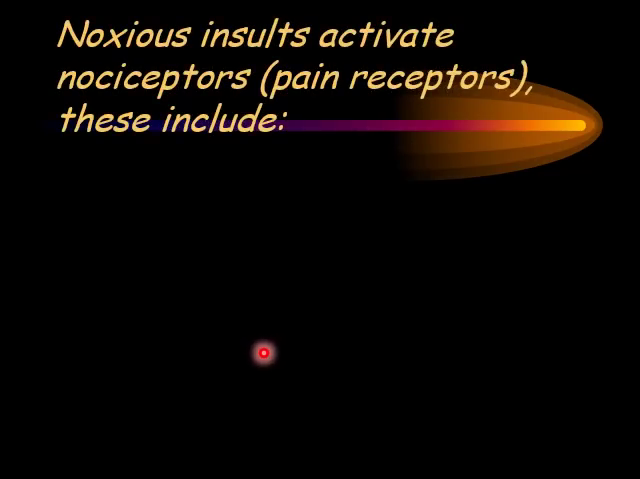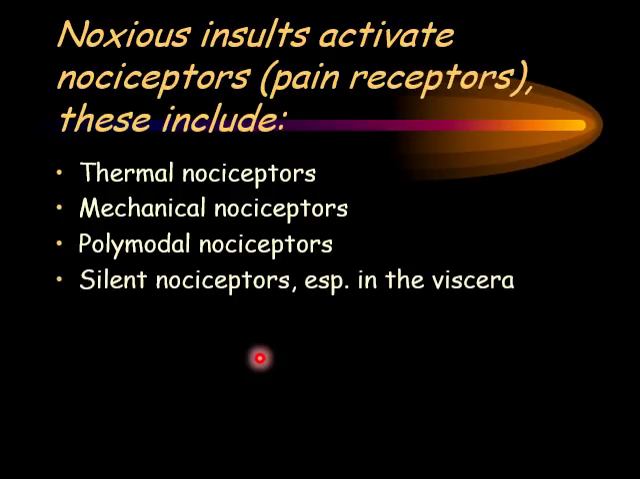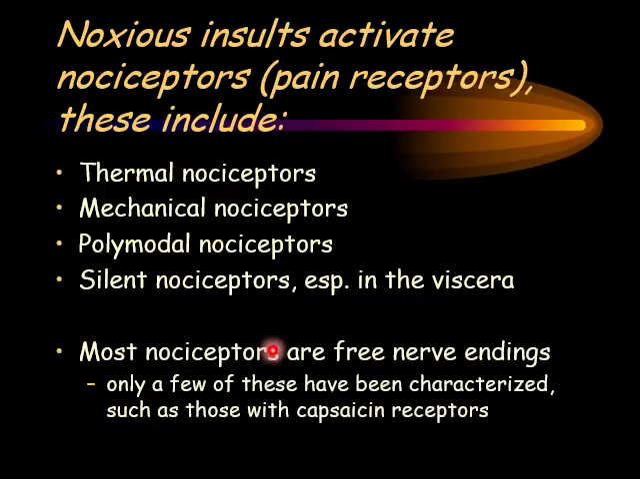The noxious insults that we experience activate a variety of different pain receptors, nociceptors. They might be responsive somewhat selectively to temperature, particularly very high temperatures, or very low temperatures, particularly very cold temperatures, or high mechanical stress. They're mechanoreceptors, some that are polymodal, respond to many different types of stimuli, and then some silent in the viscera that essentially never fire except in very rare circumstances when they become activated. Most are free nerve endings. They have very poor characterization at this point, but some of them are capsaicin receptors.